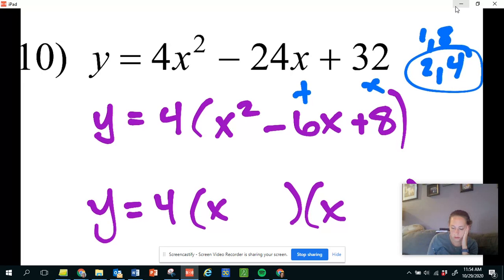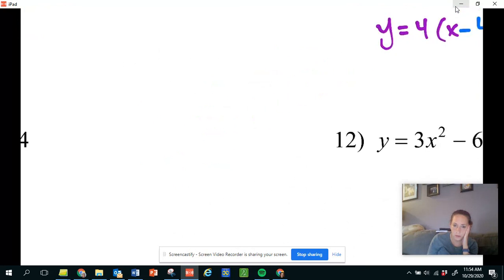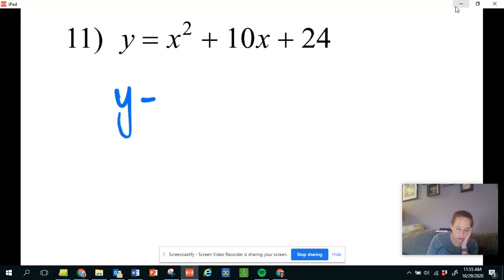So I want them to equal negative 6. So that means I need to make both of them a minus. That way when I multiply, I get positive 8, but when I add them, I get negative 6. Okay. So here, no greatest common factor, so I can just go straight into factoring.